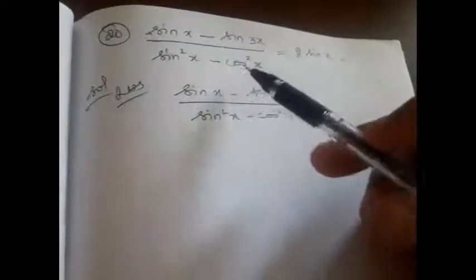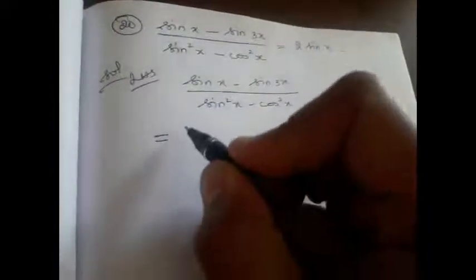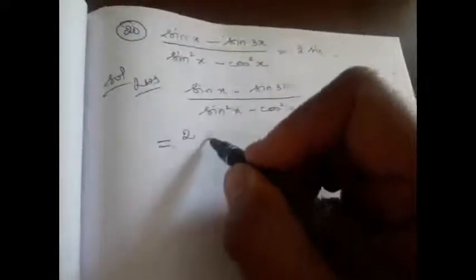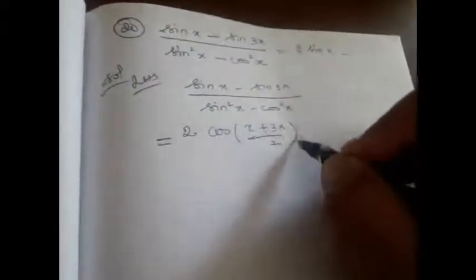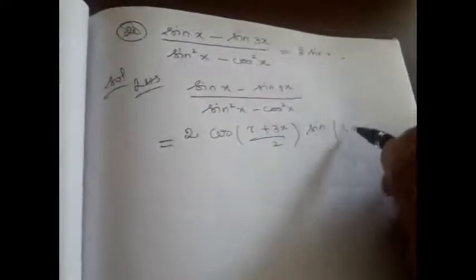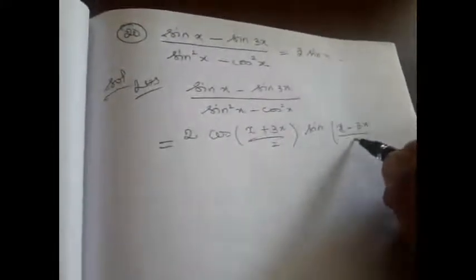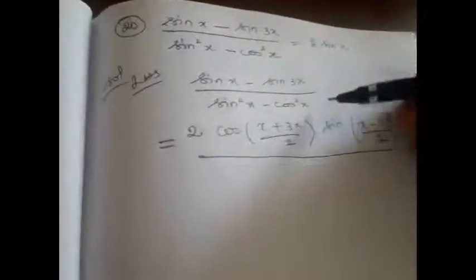19th question is also in the same way. So I am moving on to the 20th question. Sin x minus sin 3x divided by sin square x minus cos square x. Again apply the sin minus sin formula for the numerator, which is 2 cos (x+3x)/2 into sin (x−3x)/2, the whole divided by sin square x minus cos square x.